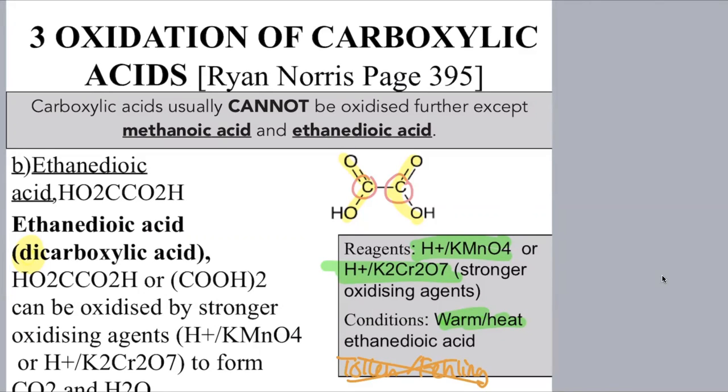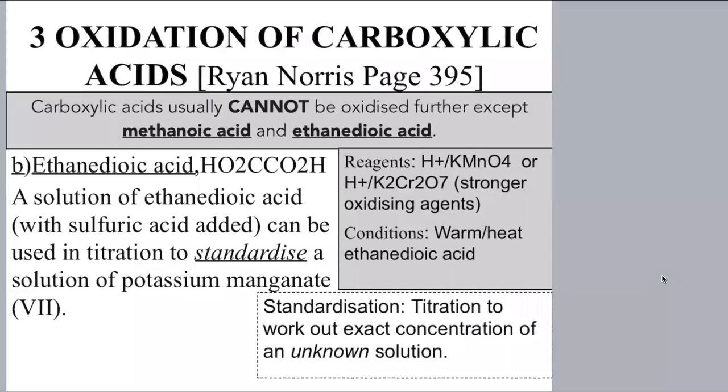Okay, the product will be the same. You will get carbon dioxide and water. Okay, so what happens here is that a solution of ethanedioic acid can be used in titration. Okay, the reason why we can use it in titration is because of potassium manganate. I don't know if you remember carrying out a titration with potassium manganate. Okay, it's easy to carry out a titration with potassium manganate because you don't need an indicator. Okay, potassium manganate is already, what do you call this? Self-indicating.